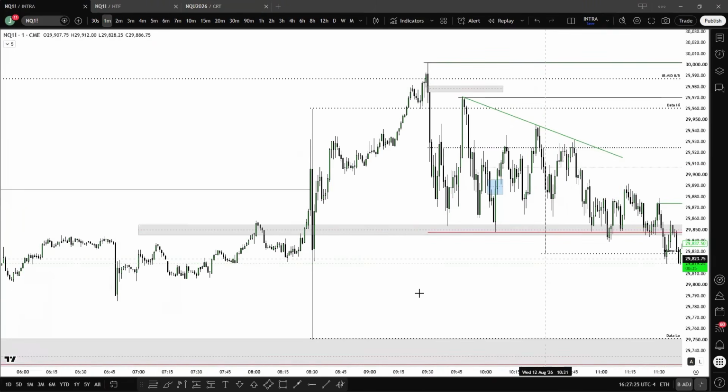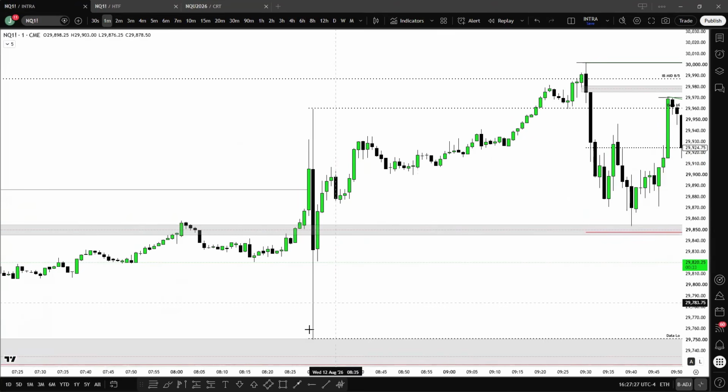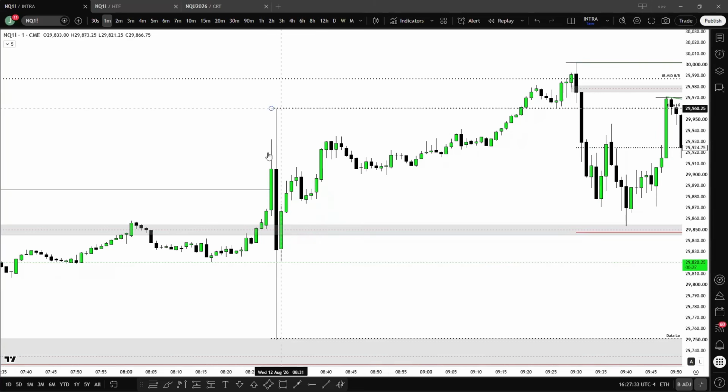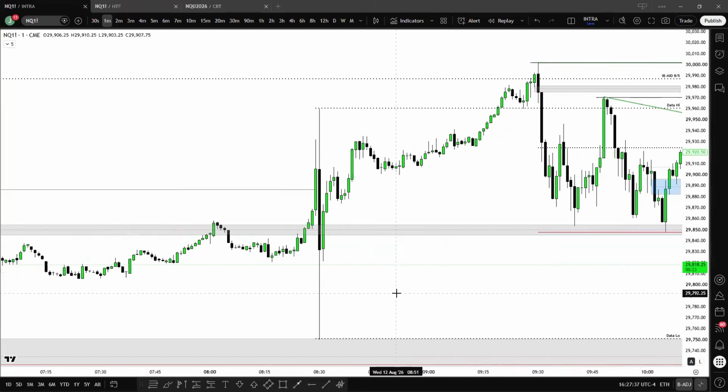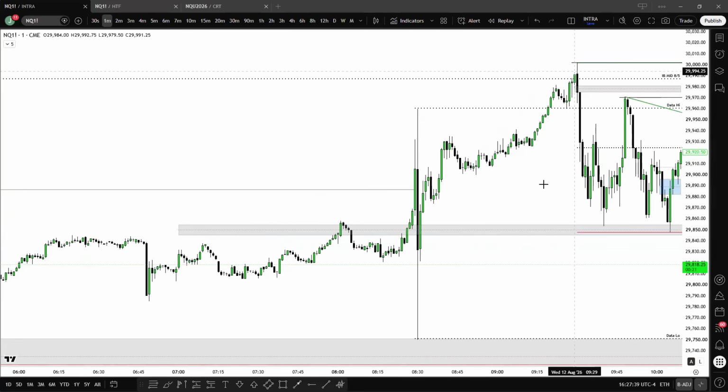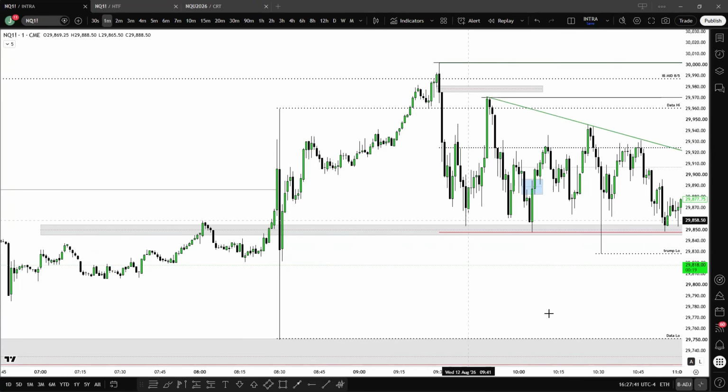So today we had CPI. This is a data high or low. See this? This 1 minute candle, the 9:30 candle, makes a high and a low, and you mark out data low, data high. These become draw on liquidity, and they become draw away from liquidity.